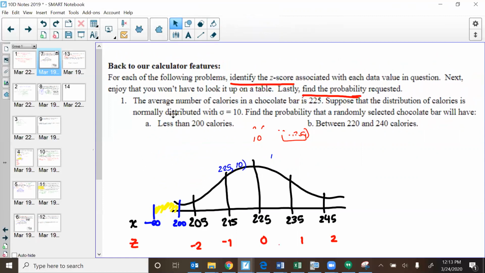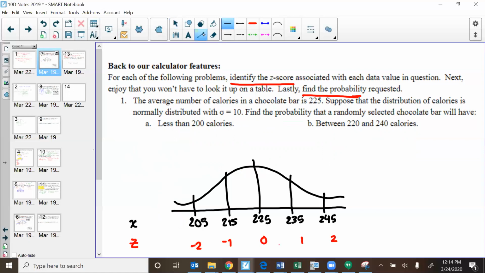All right. So now we're talking about, what's the probability that a randomly selected bar will have between 220 and 240 calories. So now I'm talking about between 220 and 240.